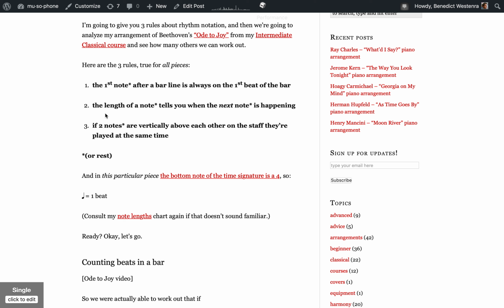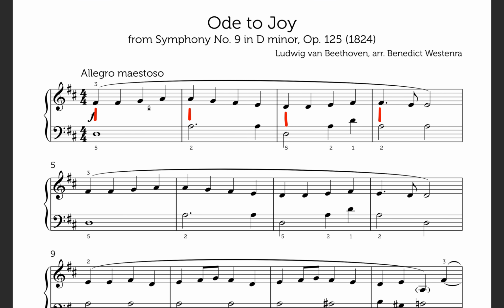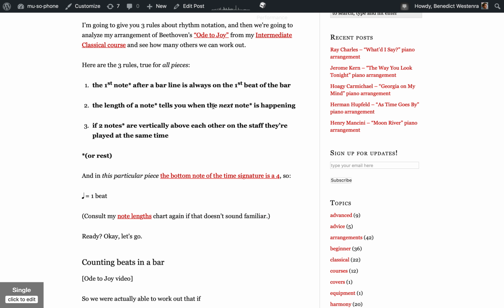Second rule is the length of a note tells you when the next note is happening. So the length of, for instance, this note tells us when this note is happening. That's really crucial. It's a kind of counterintuitive thing in music notation, but the length of this note doesn't tell you when to play this note. If you want to know when to play this note, you need to know the length of this note. So that's why I italicize next here. The length of a note tells you when the next note is happening.